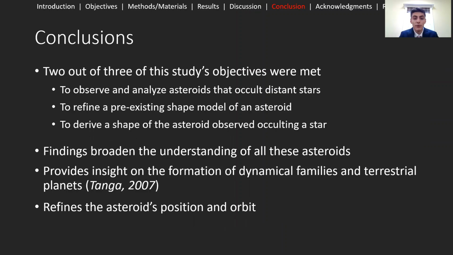In conclusion, 2 out of the 3 of the study's objectives were met. I was able to observe and analyze asteroids occulting distant stars. I was also able to refine a pre-existing shape model of an asteroid, but I was unable to derive a shape of an asteroid observed occulting a star.